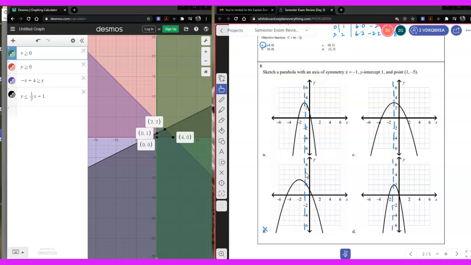We need to have a y-intercept of 0, 1. So here's 0, 1, so that throws this one off. 0, 0, that's not going to be it. So your answer is A. And it also has to go to the point 1, -5, which is right there. The y-intercept is 0, 2. Okay, so your answer is A.